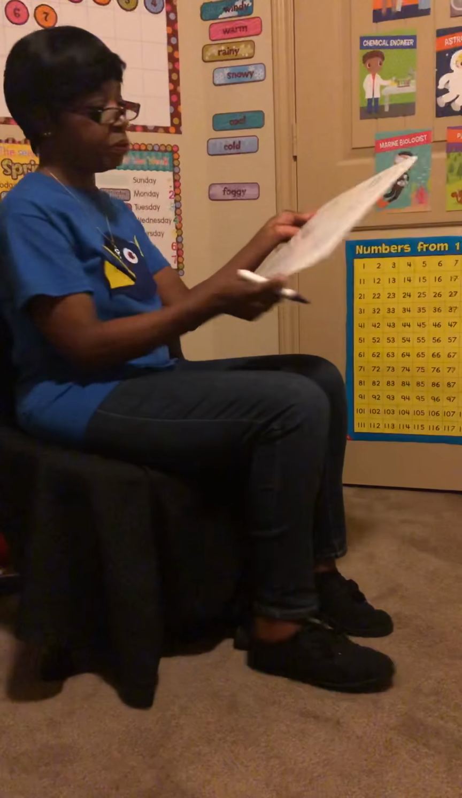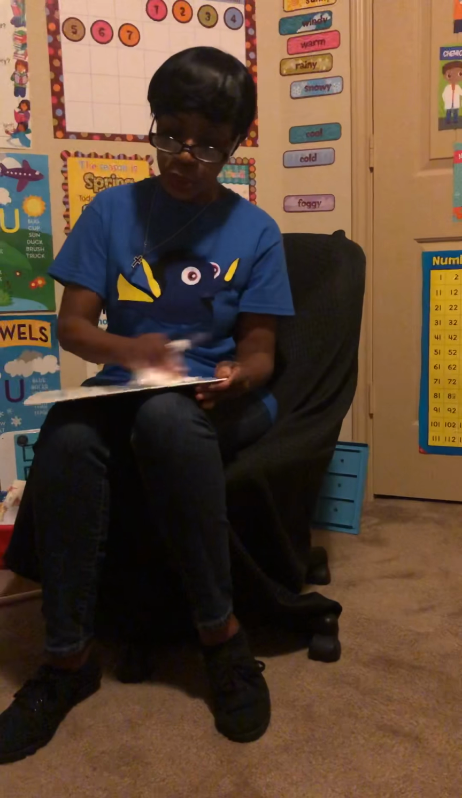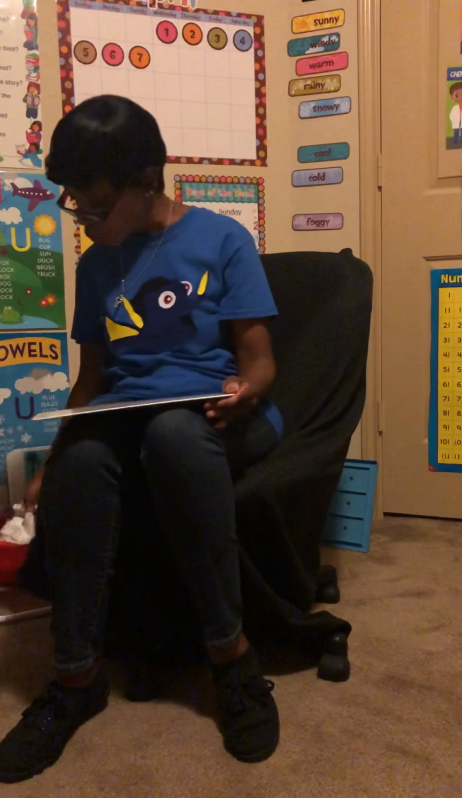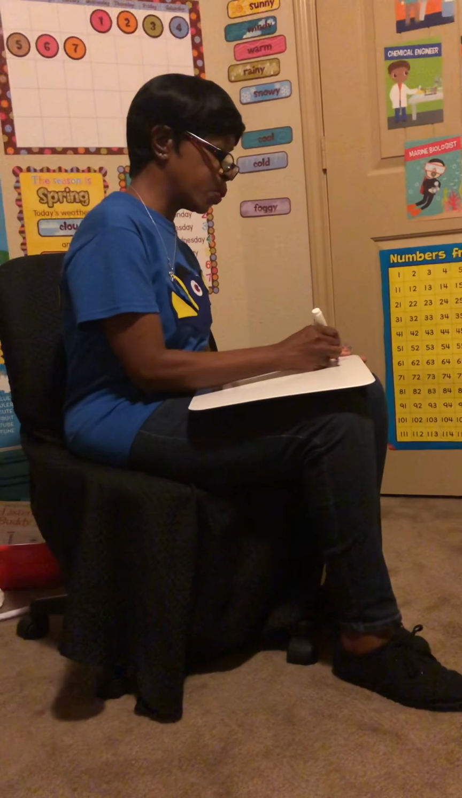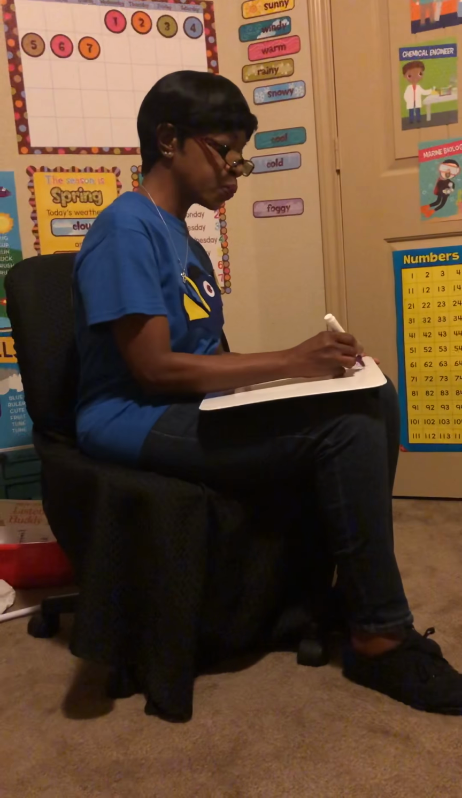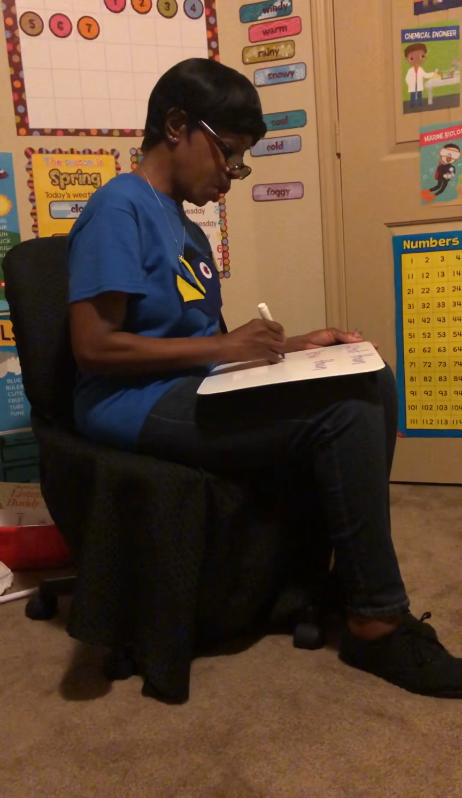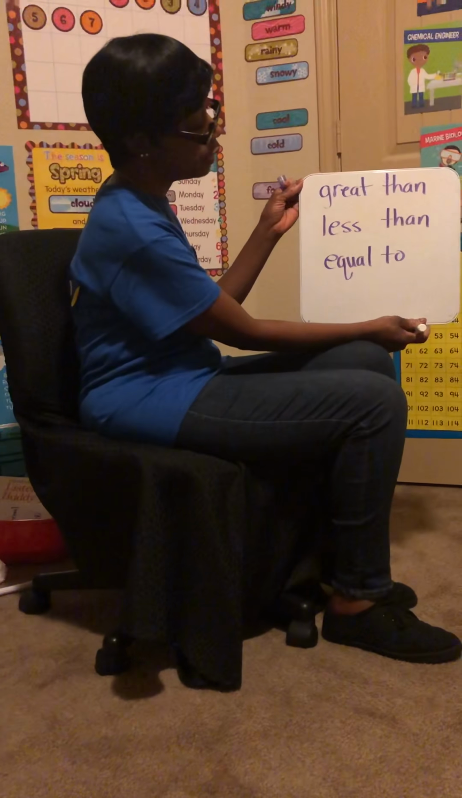Good job. Now, let's talk about what we've learned in math. We've learned that when we're comparing numbers, we must say the correct wording or the correct terms. And our words are greater than, less than, and equal to. Those are the words that we're supposed to be using when we're doing comparative language.